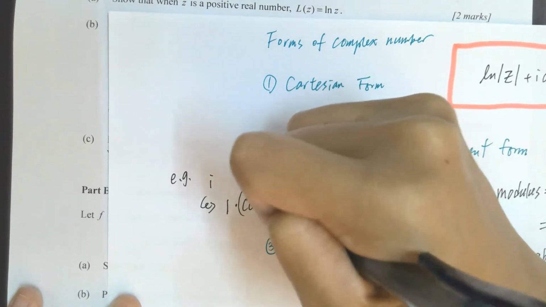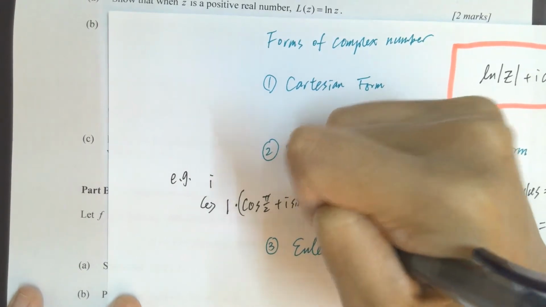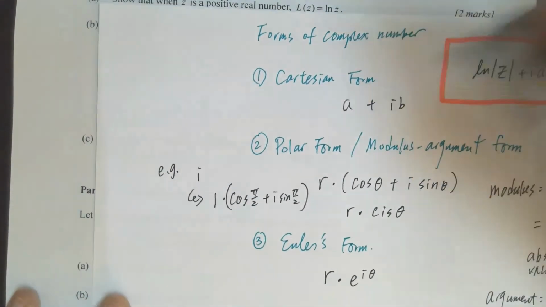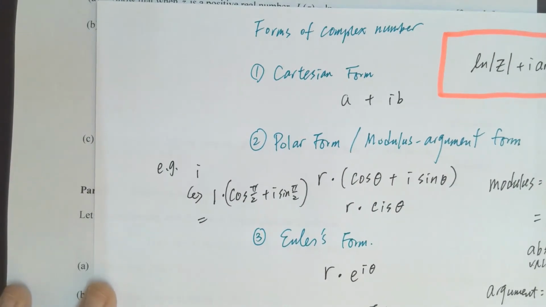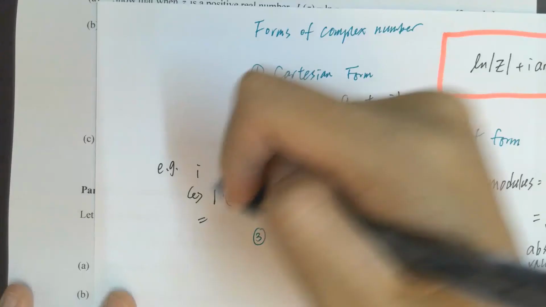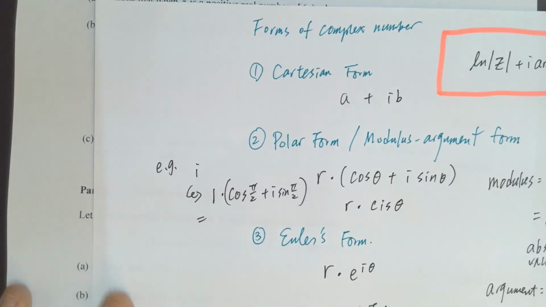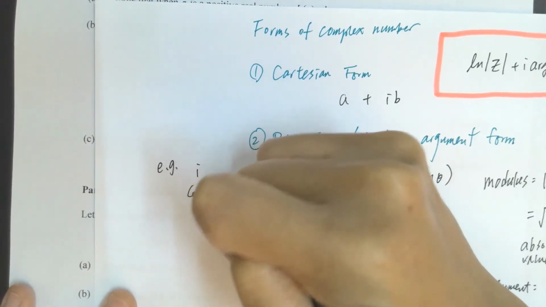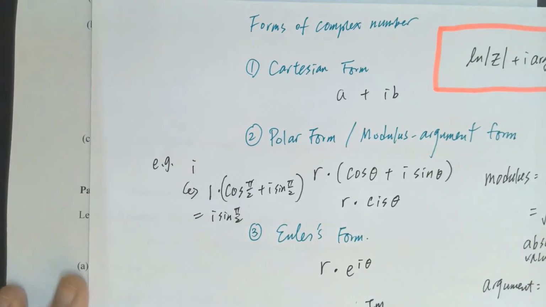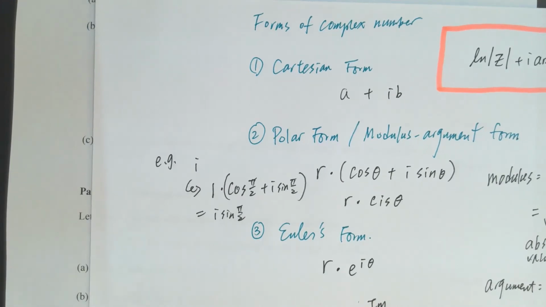Let's say it's pi over 2, and then plus i sine pi over 2, right? Remember, cosine of pi over 2 is going to give you 0, which is to say it doesn't have a real part. It's completely imaginary. So it's just going to be i sine pi over 2, and sine of pi over 2 naturally is 1, right?